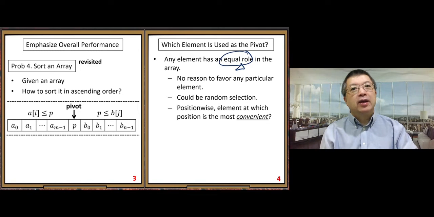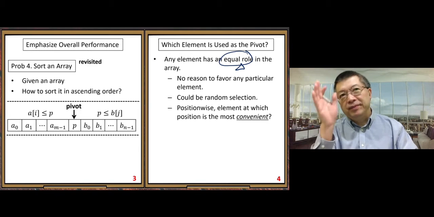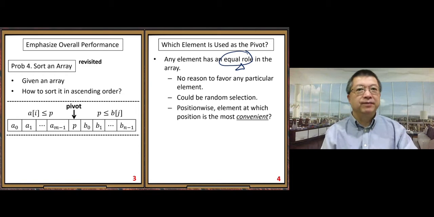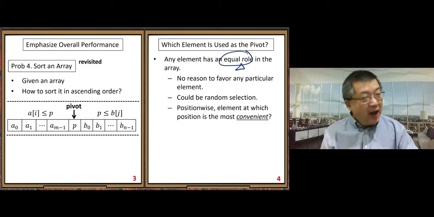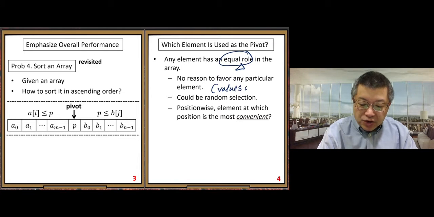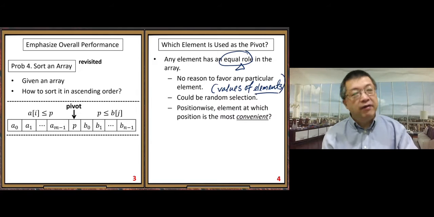Then, now, when we go another level deeper, position-wise, then, yeah. So here, when we talk about the random selection, equal row, all those things, we are talking about values, right? Values of the elements. When we talk about values of the elements, then we cannot favor anyone.